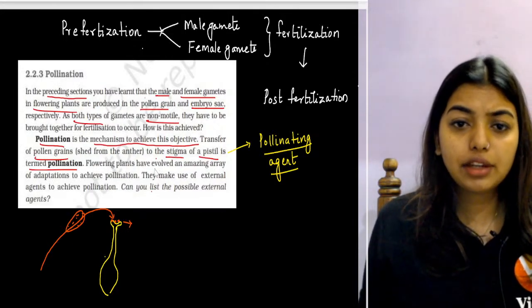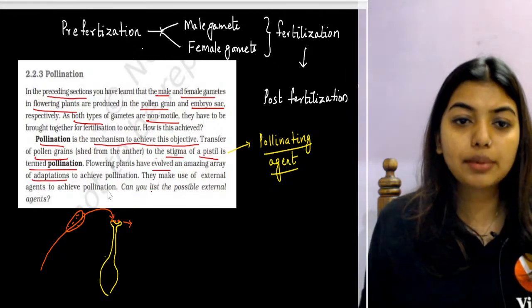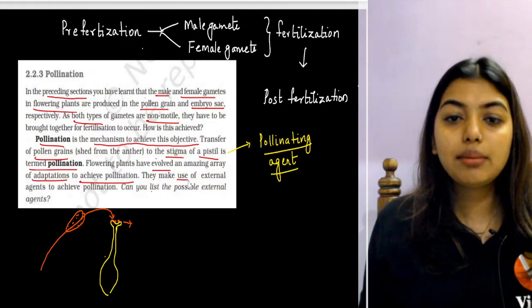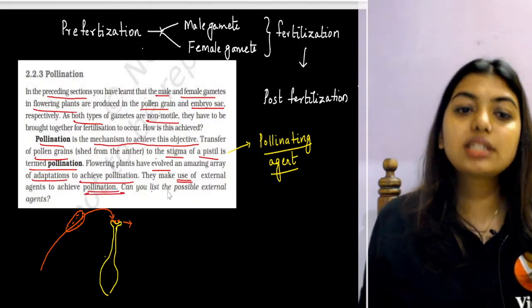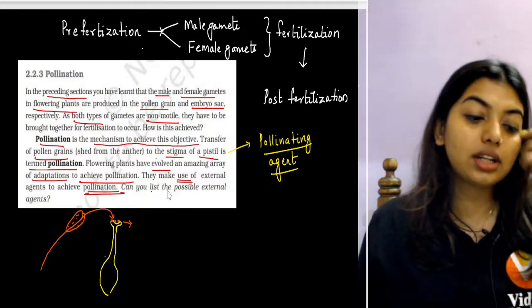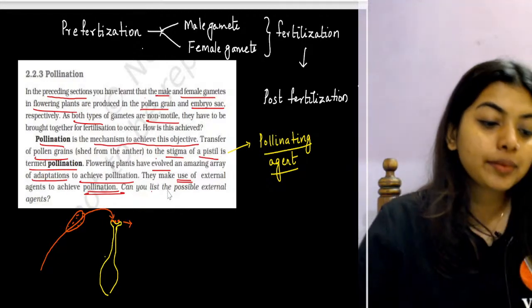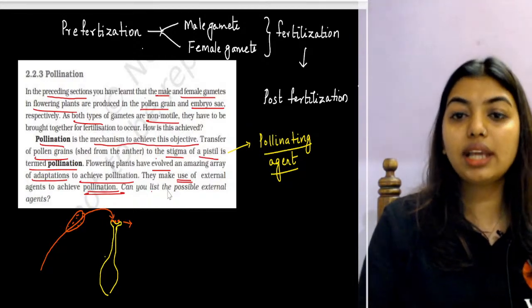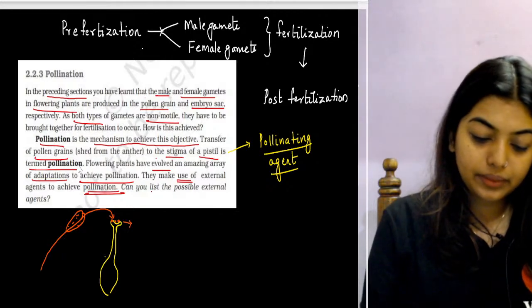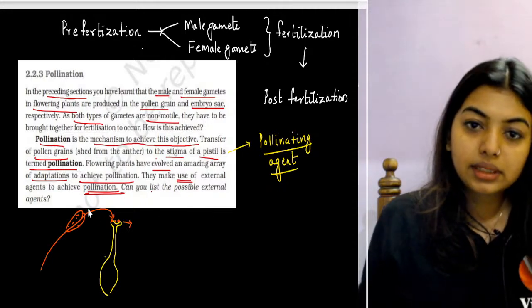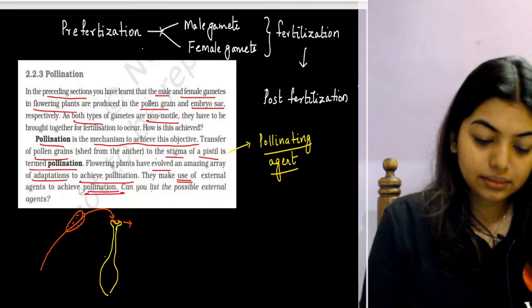Flowering plants have evolved an amazing array of adaptations to achieve pollination. They make use of external agents to achieve pollination. Can you list the possible external agents? That is, the external agents. Okay, clear? Yes or no? Clear or not?